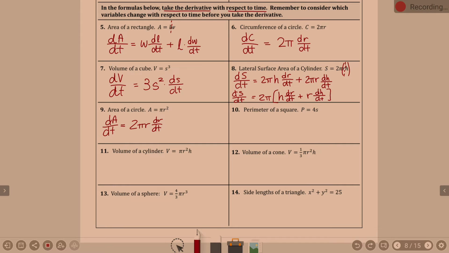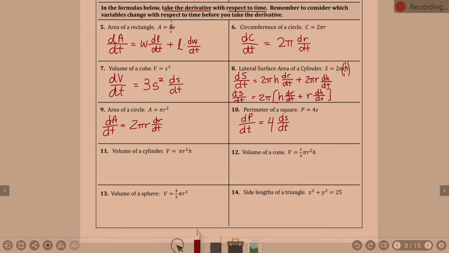Perimeter of a square. P equals 4s. dP/dt, the change in perimeter with respect to time, is equal to what? 4 ds/dt. The derivative of 4s is 4 times the derivative of s. And technically we are doing the chain rule on all of these, because that's what this ds/dt is. The derivative of 4s is 4 times the derivative of s, which is ds/dt. Okay?